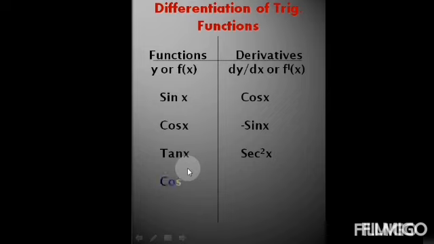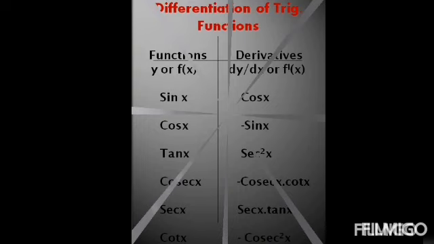If you have cosec x, then the dy dx is minus cosec x cot x. If you have sec x, then the derivative is sec x times tan x. And finally, if you have cot x, then it's minus cosec square x. These are the 6 derivatives of a trigonometric function. Let's quickly look into the exponential function.